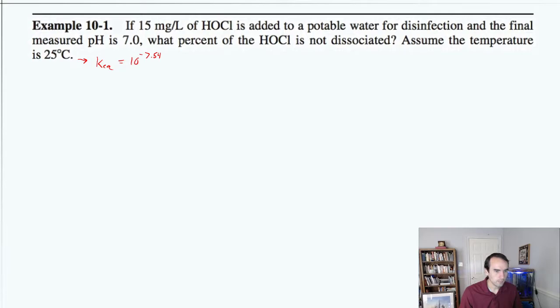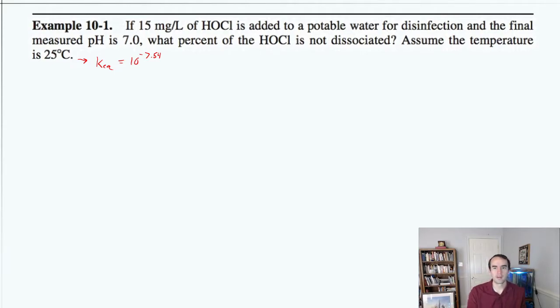Okay, so hopefully you had a chance to take a look here. We have some mass of chlorine being added to our system, and our question really is what portion of that is not dissociated?